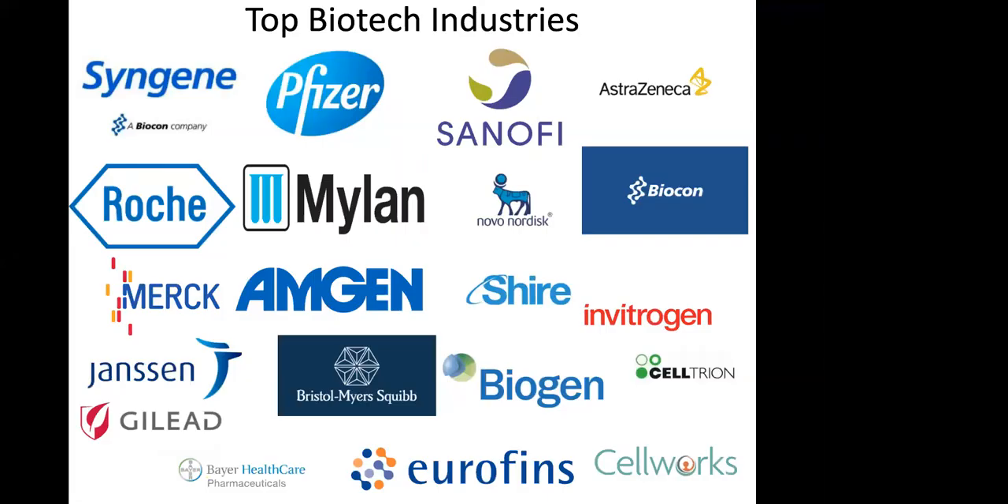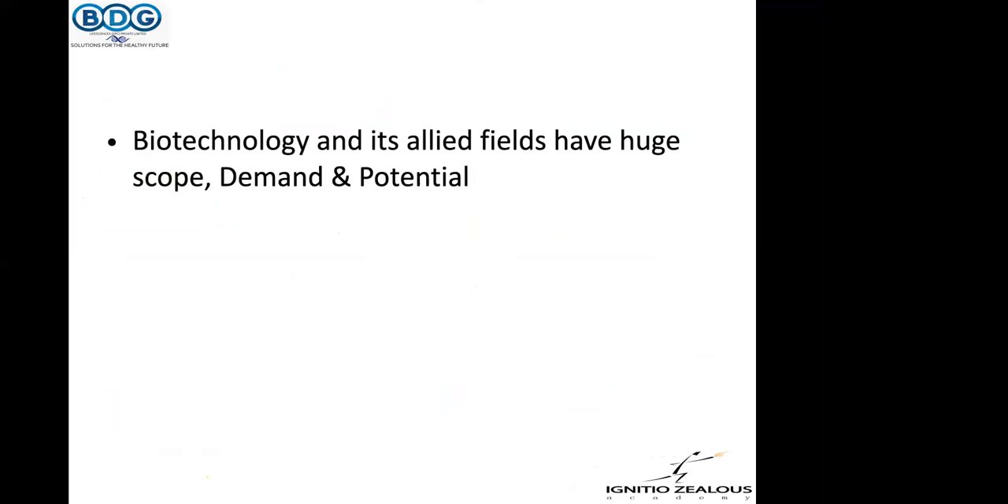And these are some top biotech industries in the world: Syngene, Pfizer, Roche, Mylan, Invitrogen, BMS, Gilead, and there are so many names. Some of them are in India, some of them are in the Western world. So what I have shown you so far, or at least tried to explain, is that biotech and its allied branches have huge potential, scope, and demand.